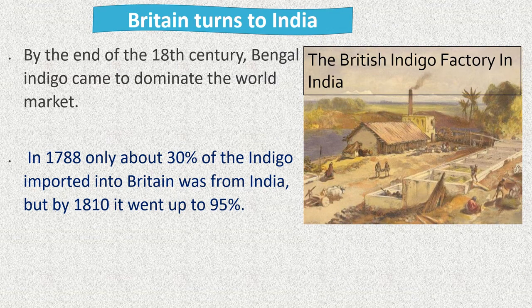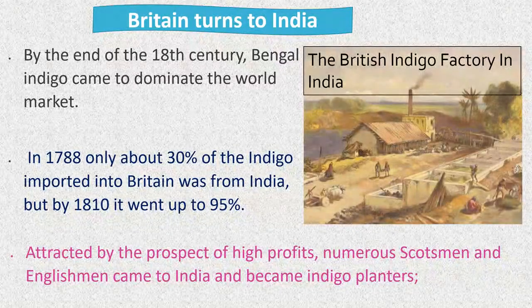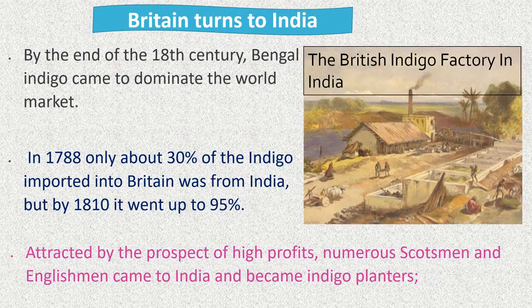And many British indigo factories were set up in India. Attracted by the prospect of high profit, numerous Scotsmen and Englishmen came to India and became indigo planters. The story is not over yet. We need to know more about indigo planters in India, and whether the peasants were happy growing indigo. We need to know all about it.